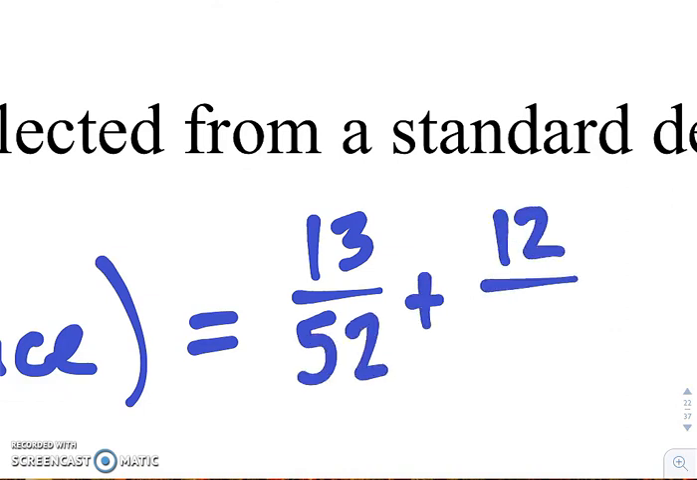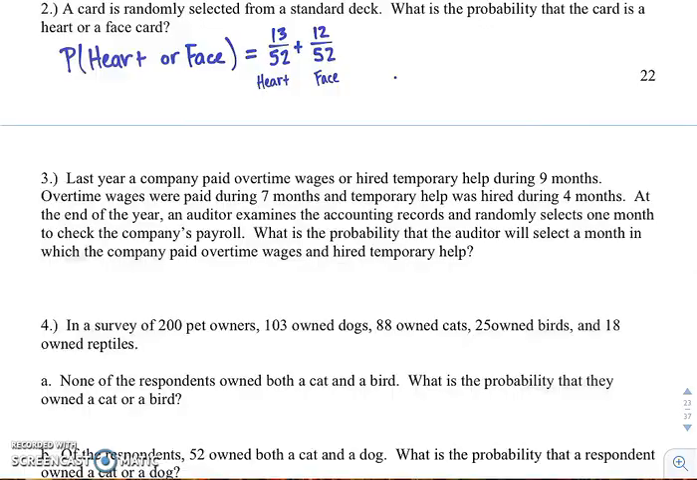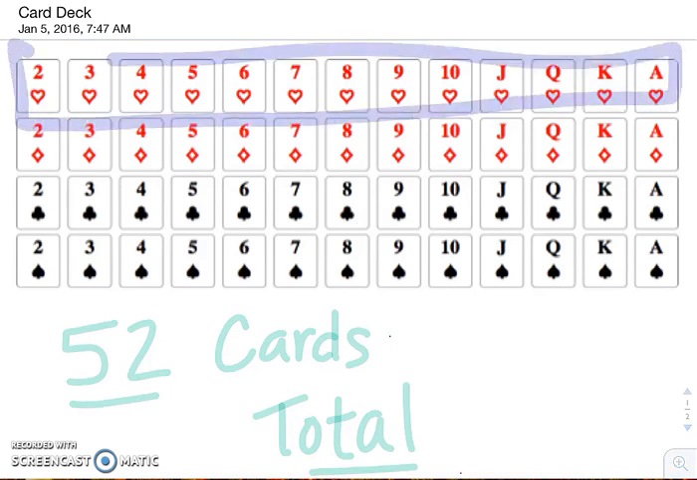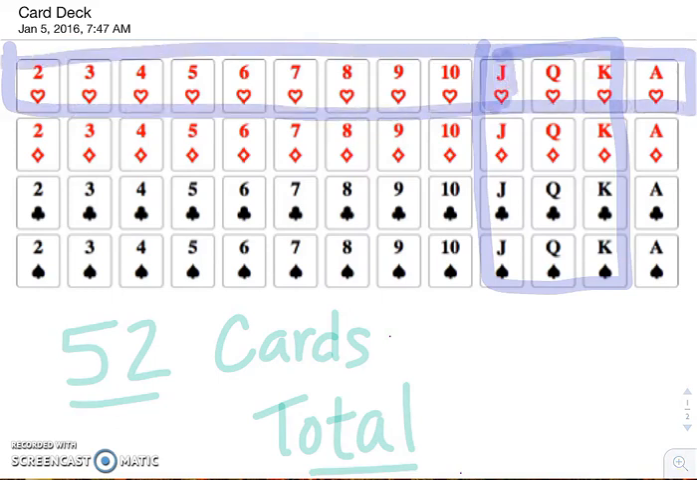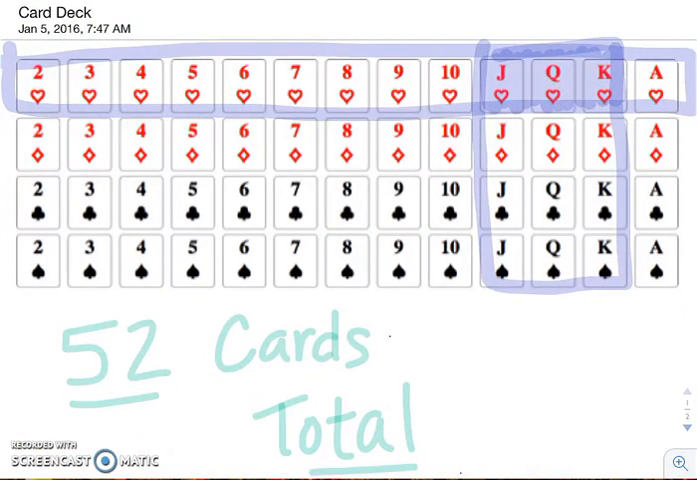And there are 12 face cards. So if you're looking at your deck, I'm going to go back to my deck of cards. We have the 13 heart cards right here. Now mine don't show faces, but you have your 12 face cards. Of those face cards and the 13 heart cards, the ones that are both are the Jack, Queen, and King of Hearts. So the overlap, that's not just one or the other, they're actually both, are those three cards. So the overlap we have to subtract is 3 out of 52.